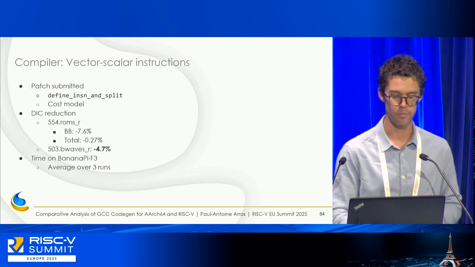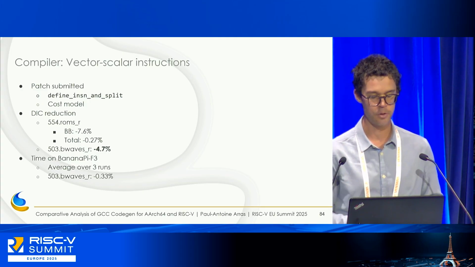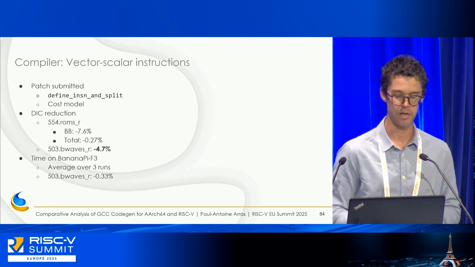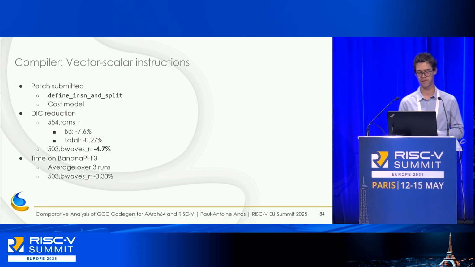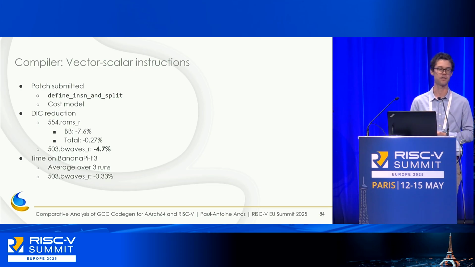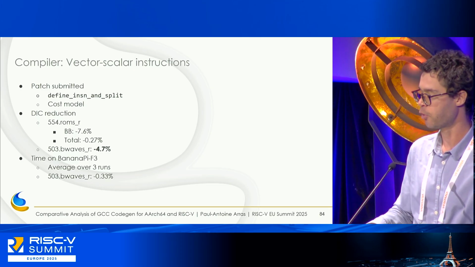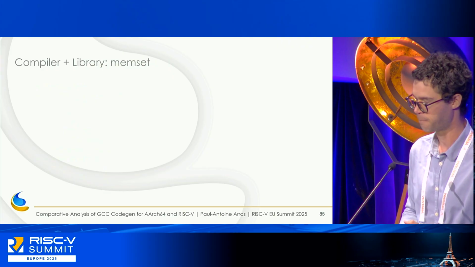So we tried on the Banana Pi F3, and the average over 3 runs on B waves, we get only minus 0.33% of reduction. So of course, not as good as what we'd have hoped, but still some reduction.